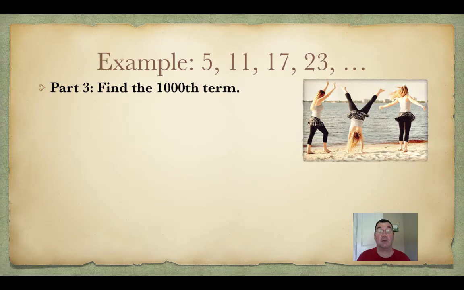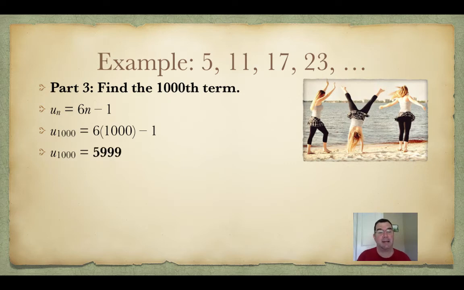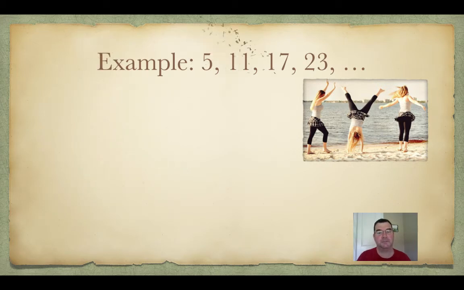Okay, now suppose I wanted to find the 1000th term. Well, I could carry the sequence on to 1000 terms, but that would be too time consuming. So I'm going to use the formula, which is what I found before. Un equals 6n minus 1. And since I want the 1000th term, that's U1000, and that will be calculated as 6 times 1000 minus 1. That ends up being 5,999. So that would be the 1000th term in that sequence.